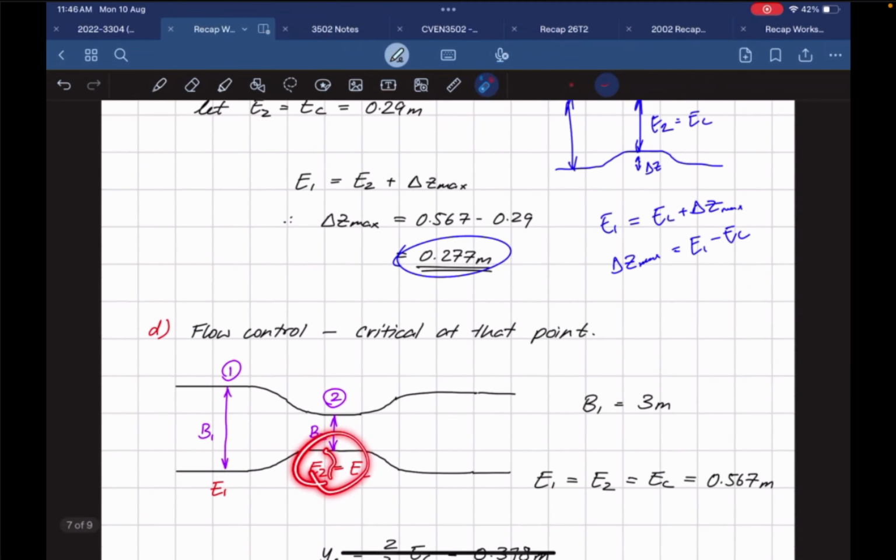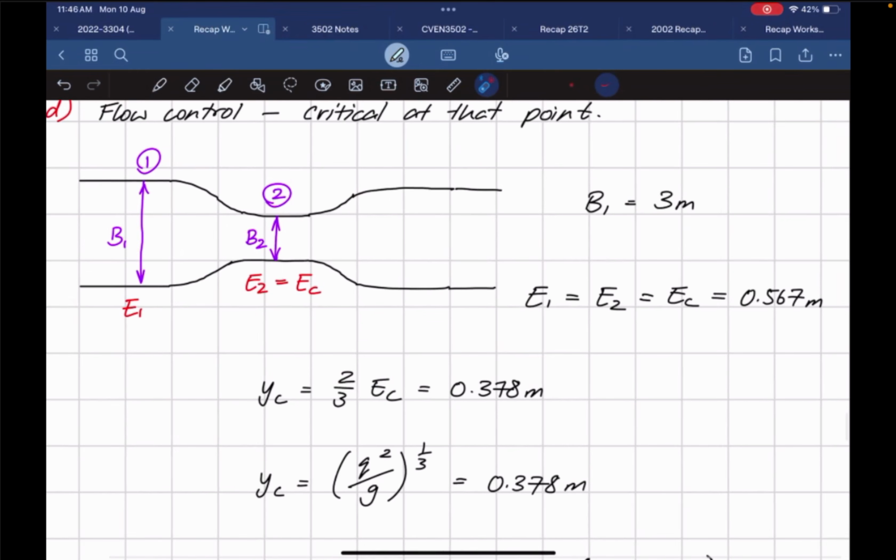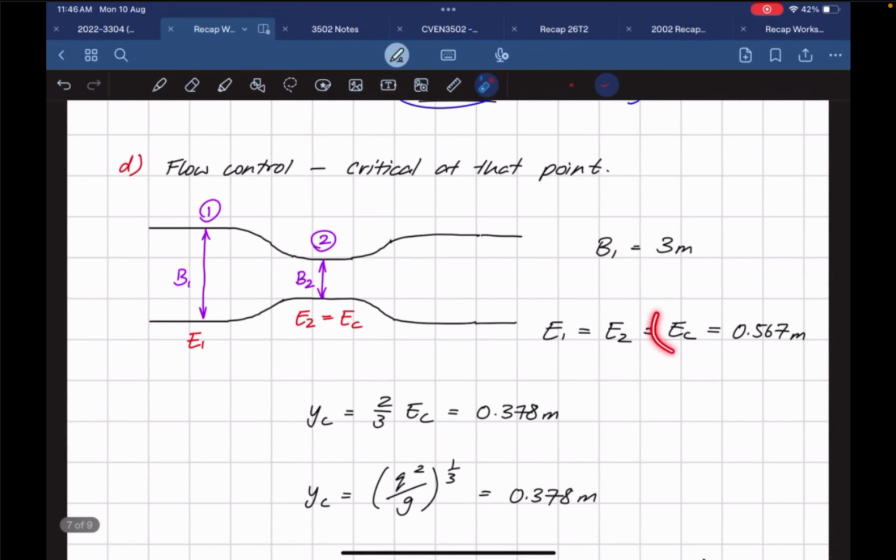To figure out what E2 is, we're going to use our YC formula. Oh no, sorry, I've made a mistake here. This is completely fine. We already know what EC is. The energies are constant, exactly. If you think about it from the side view, there's no hump anymore, right? So E1 and E2 are going to be the same value. But at point 2 now, there's a contraction. So what changes is going to be our flow, the flow per meter width, little q. Any questions about that? What changes? What doesn't change?